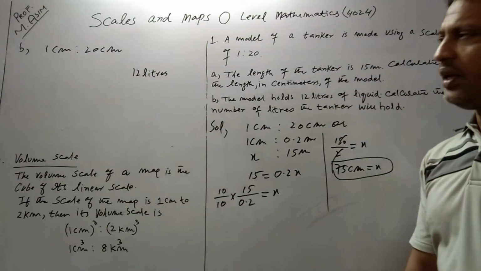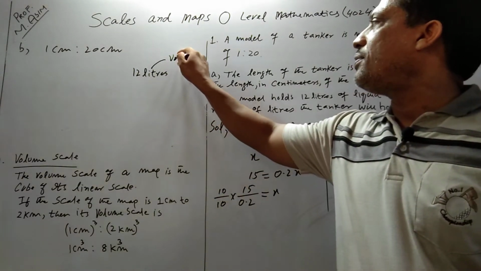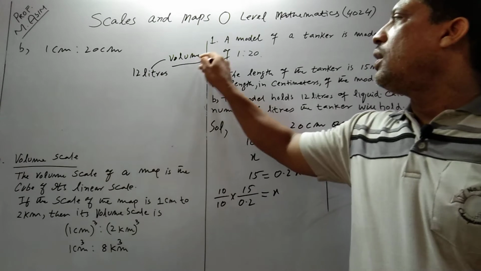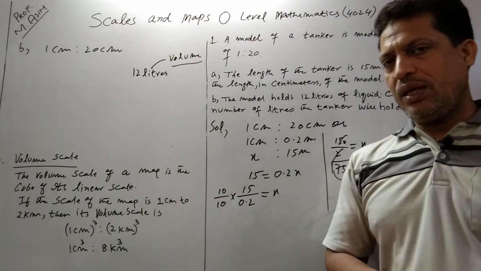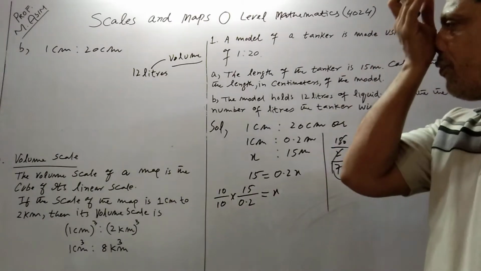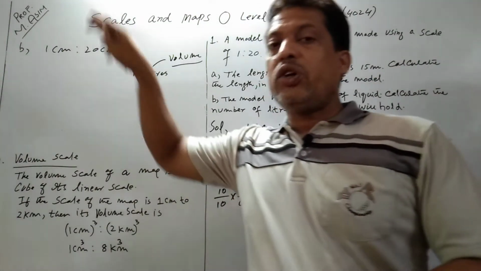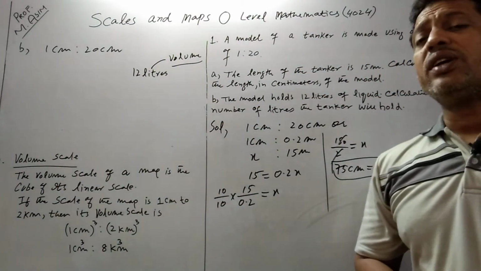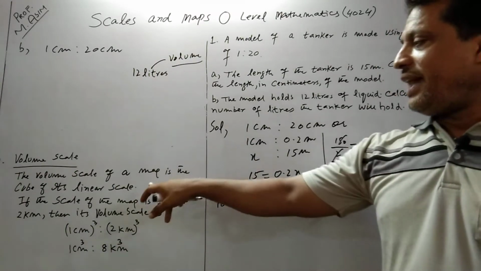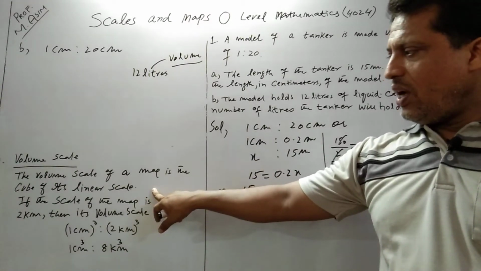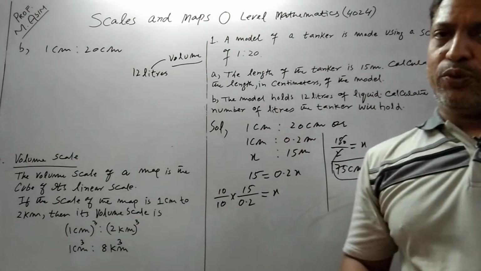12 liters. Student, liters means the volume is given, because liter is the unit of volume. Therefore, we first convert the given linear scale into volume scale. How to convert the given linear scale into volume scale? Take this definition. It tells you that you just take the cube on both sides.